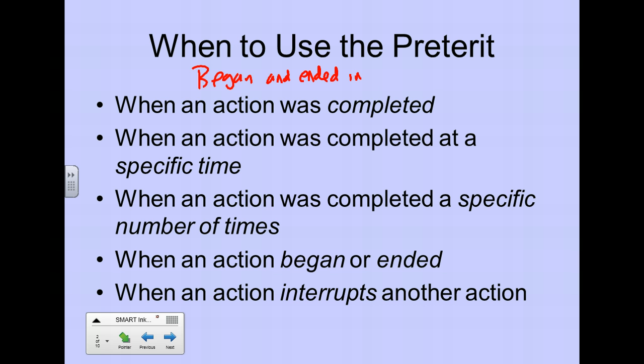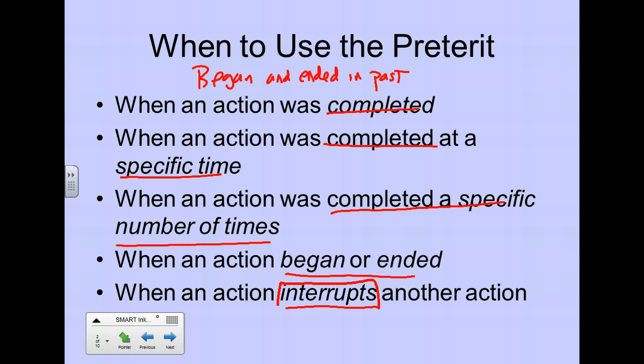And so if you look at some of these expressions, you have when an action was completed at a specific time, an action was completed a specific number of times, when an action began or ended, and then when an action interrupts another action. This is a sentence that's going to have both preterite and imperfect in it. We'll get to this a little later. But all of these first four, we've seen, just with my description of began and ended in the past.